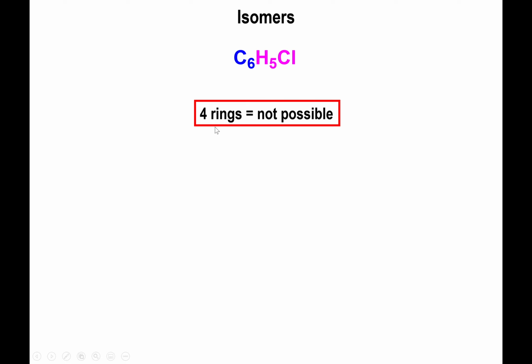Same thing with rings. Having 4 rings with only 6 carbons is not the easiest thing, and I actually tried. I tried to see if you could make them, but you just can't do it and still end up with only 5 hydrogens in the structure.